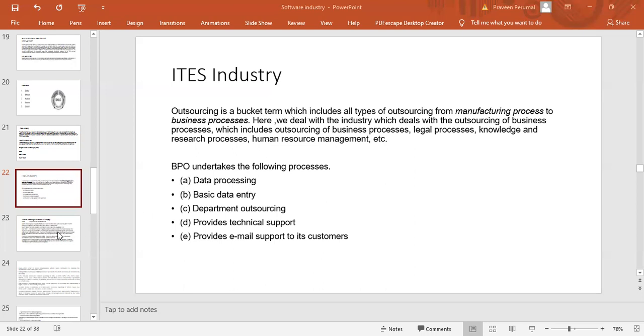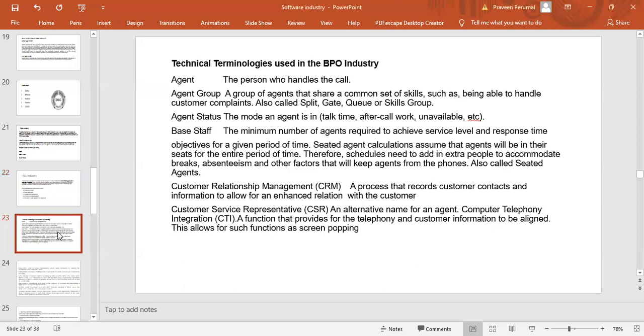Now, technical terminologies. First one, agent. Who is an agent? Agent is a person who handles a call. Agent group is a group of agents that share a common set of skills, also called split, gate, queue, or skills group.